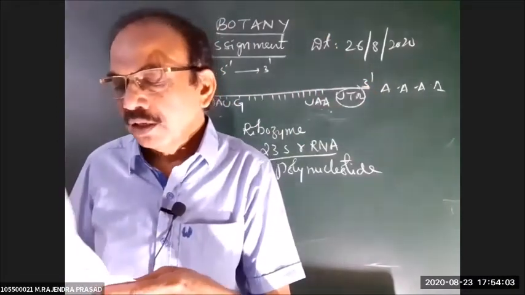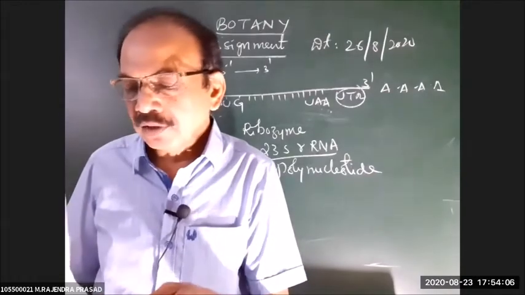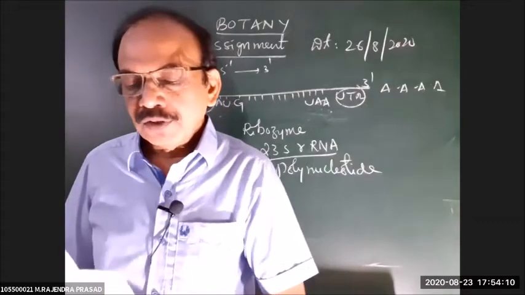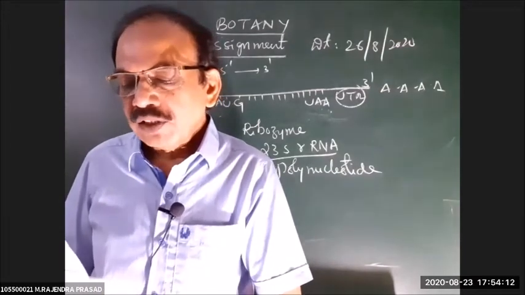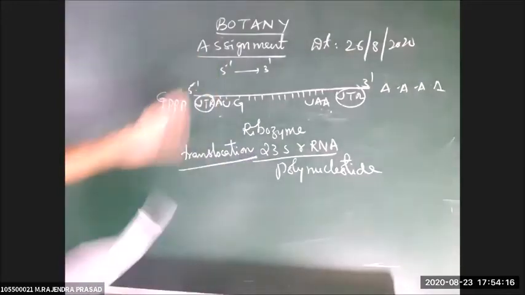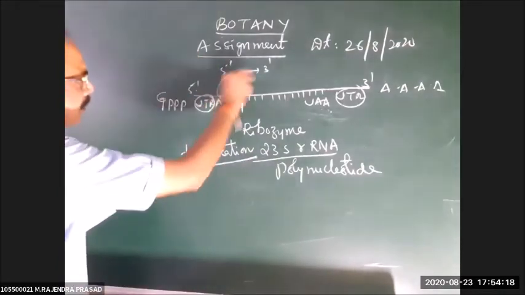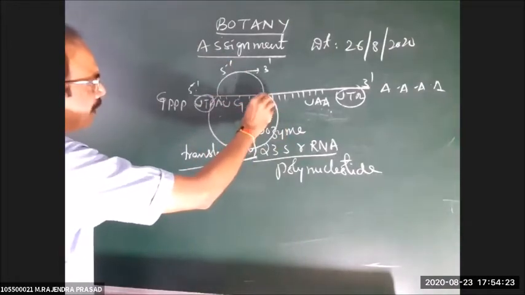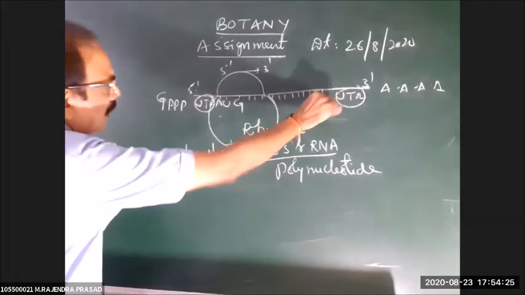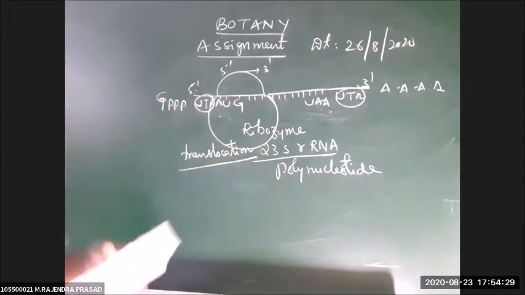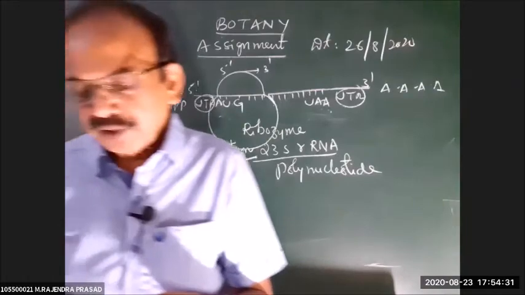So the right answer for this question is the third option, that is formylated methionine. Then coming to question number 8: at which end of mRNA does translation always begin? The 5' end. Translation proceeds in the 5' to 3' direction; the ribosome binds to AUG, that is the 5' end. The right answer for this question is the second option, that is 5' end.